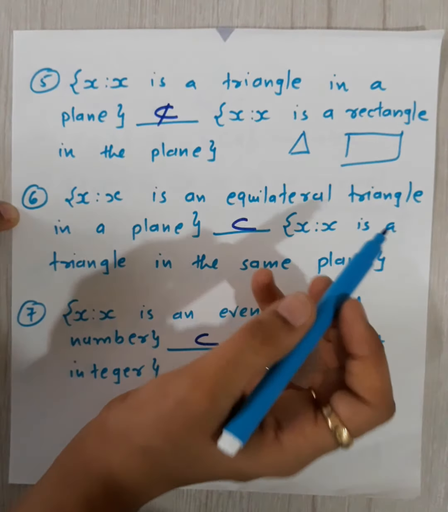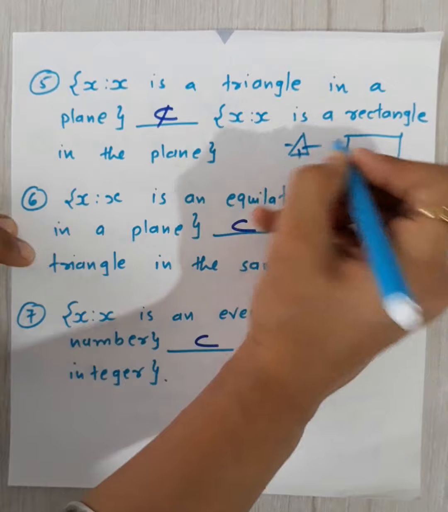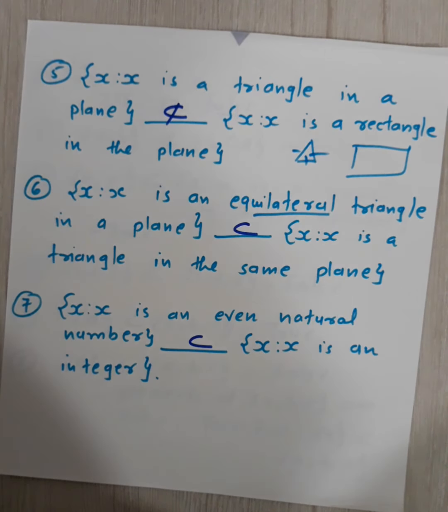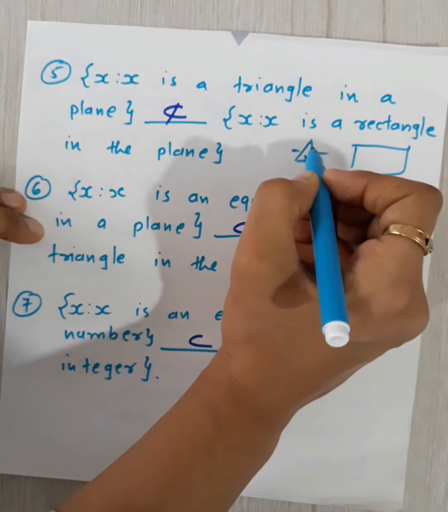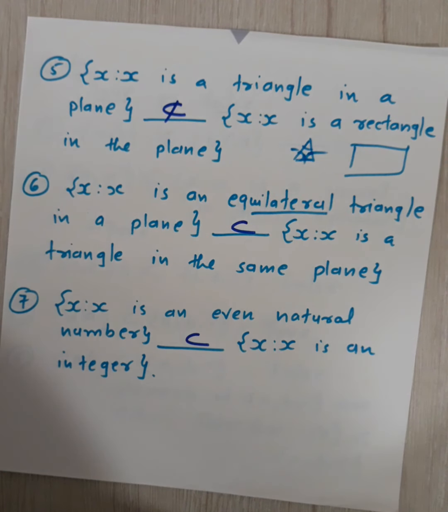Same, X is an equilateral triangle in a plane. Dash, X is a triangle in the same plane. Now, X is an equilateral triangle means, what is the meaning of equilateral triangle? The triangle in which all the three sides are equal, right? All the three sides are equal, then we can say it is an equilateral triangle. Okay. And yes, in familiar Euclidean geometry, an equilateral triangle is also equiangular, which means all angles are similar: 60, 60, 60.